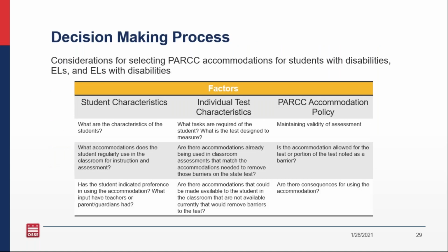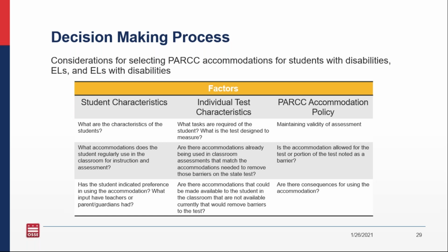The decision-making process should also be utilized when identifying accommodations and accessibility features to use for students. IEP teams should take into consideration this process when selecting accommodations for students with disabilities, and this process can also be replicated when assigning accessibility features. Some of the factors that come into play are student characteristics, individual test characteristics, as well as PARCC accommodation policy.